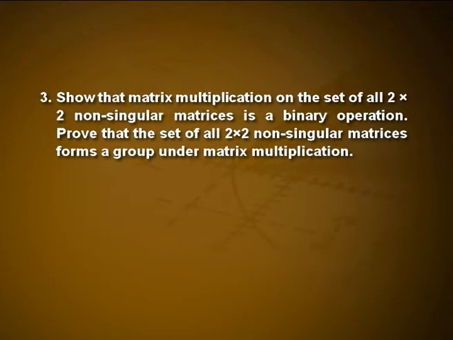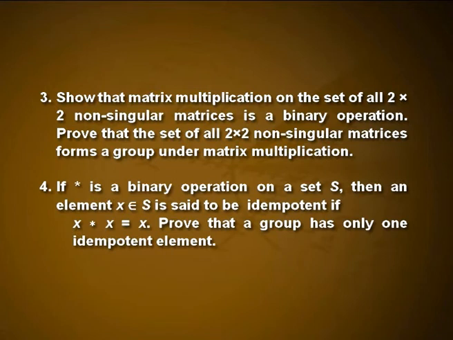Third one, show that matrix multiplication on the set of all 2 by 2 non-singular matrices is a binary operation. Also prove that the set forms a group under matrix multiplication. Next problem, if star is a binary operation on a set S, then an element x in S is said to be idempotent if x star x is equal to x. Prove that a group has only one idempotent element.